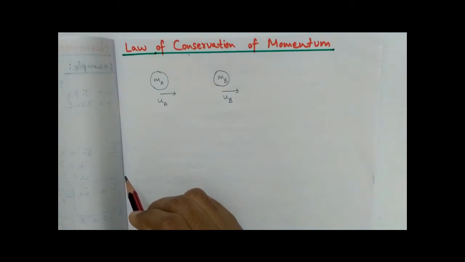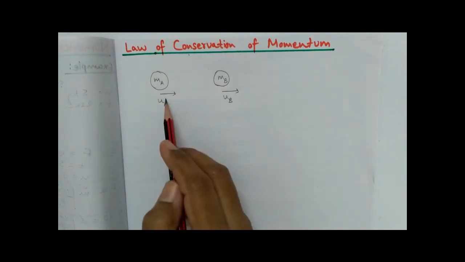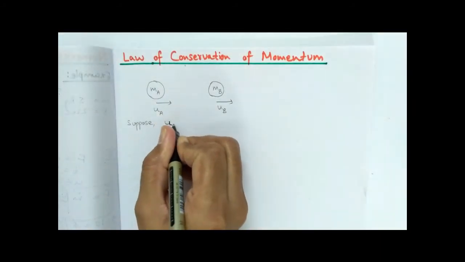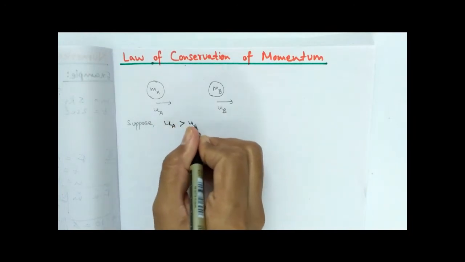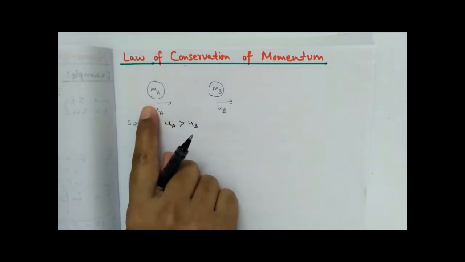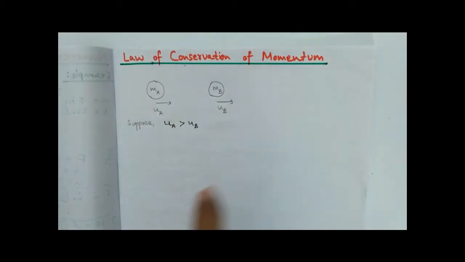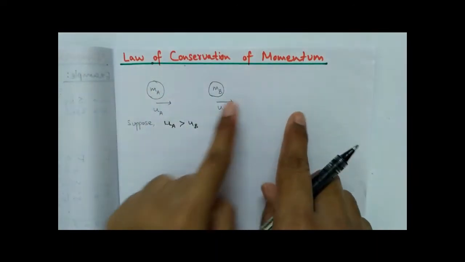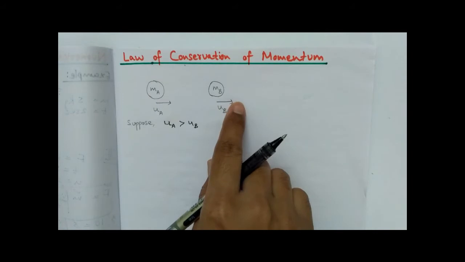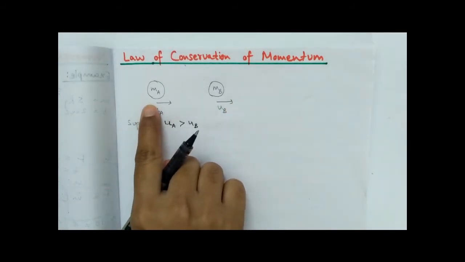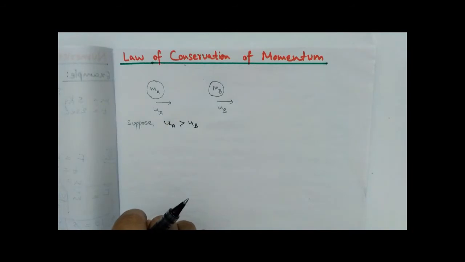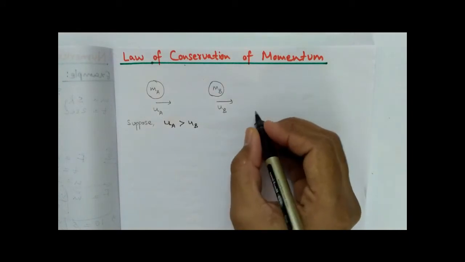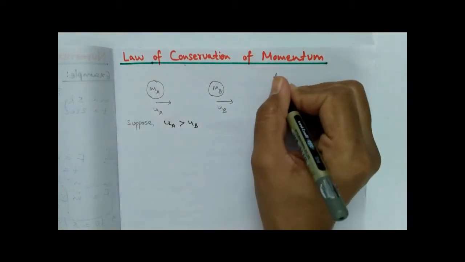So what will happen? Since object A is faster than object B, ua is greater than ub. This shows that object A is moving faster than object B. Now, what will happen if object A is moving faster than object B? Then at some particular time, object A will collide with object B.